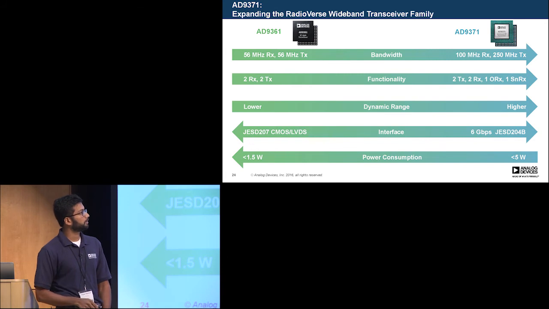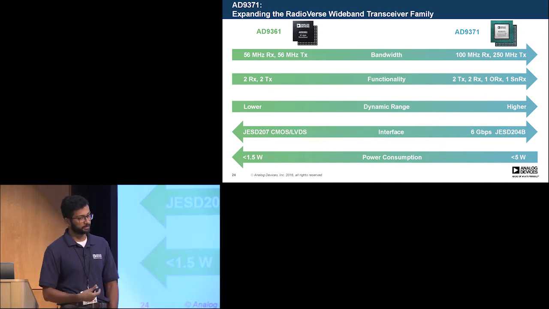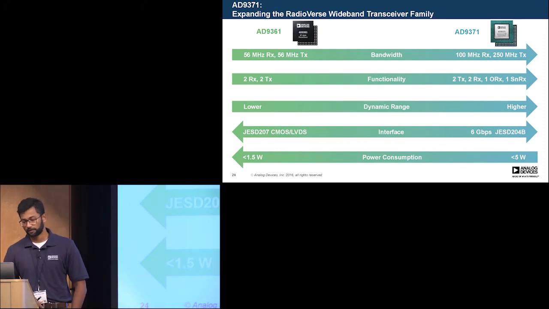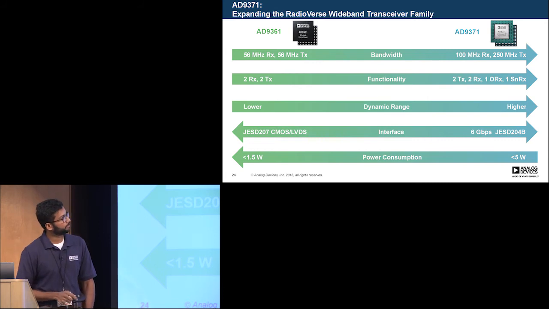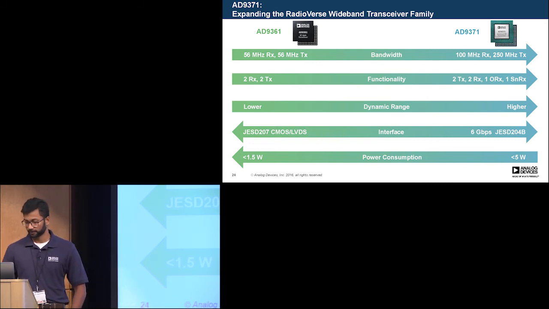The interface is now a JESD 204B interface, which runs high-speed SerDes. So let's say you wanted to scale to a faster FPGA. This makes the case for using JESD 204B so that you can leverage some of the benefits of 204. Power consumption obviously goes up because now you have all the spectrum to deal with.